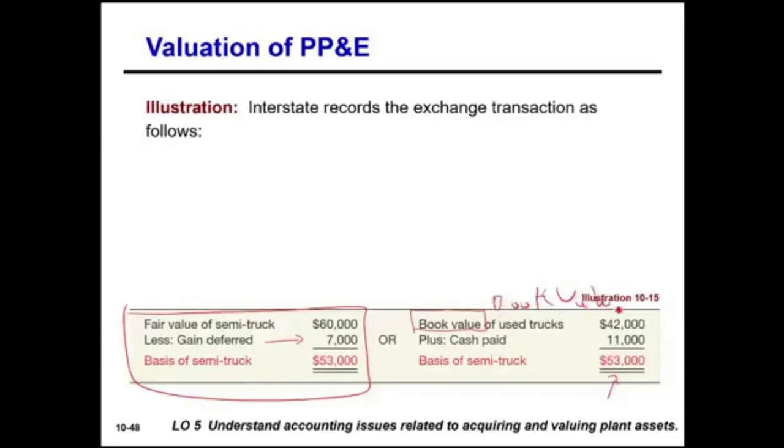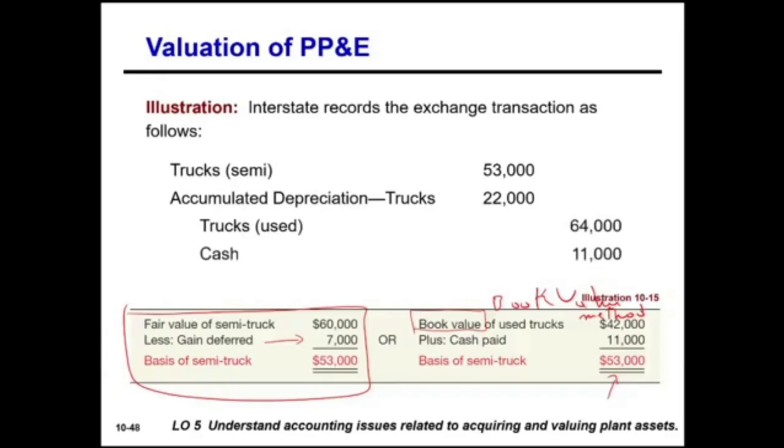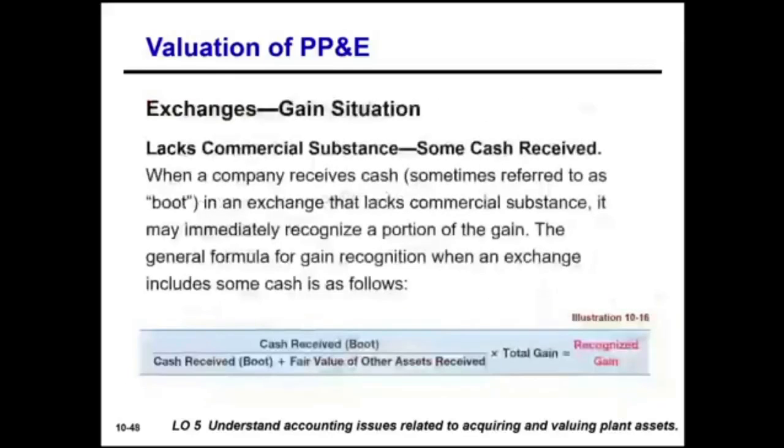Book value method. So if it lacks commercial substance, you could use this method, or you could stick with this method and basically calculate the gain, then reduce the gain. It's up to you how you would like to do it. But basically, this is the entry if the transaction lacks commercial substance, and remember, no cash is received. We did not receive any cash. So it's 100% lacking of commercial substance.